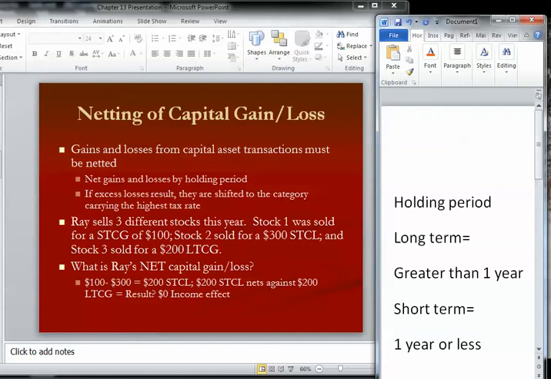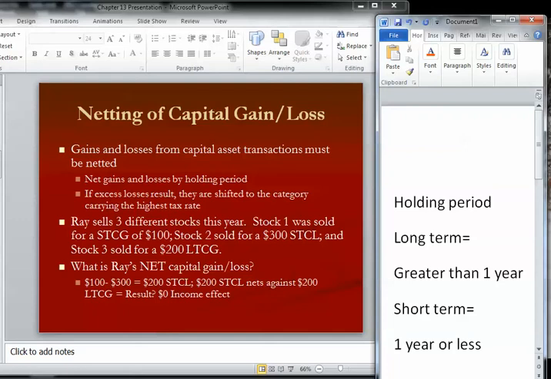Just a short example there with Ray. He's going to sell three different stocks this year. Stock one has a short-term capital gain of $100. Stock two, a short-term capital loss of $300. Stock three, a long-term capital gain of $200. The STs there refer to short-term, the LTs are long-term, and then the CGs and CLs: CG would be a capital gain, CL would be the capital loss.